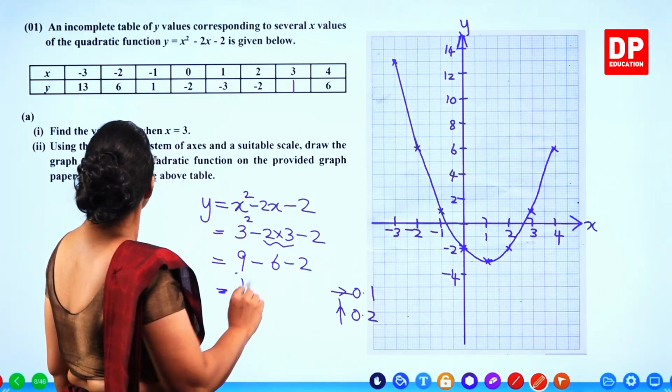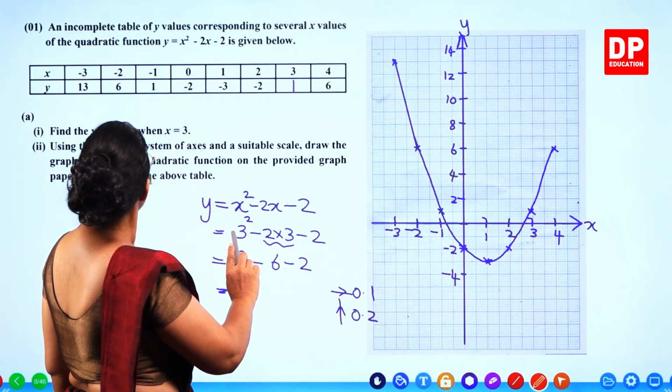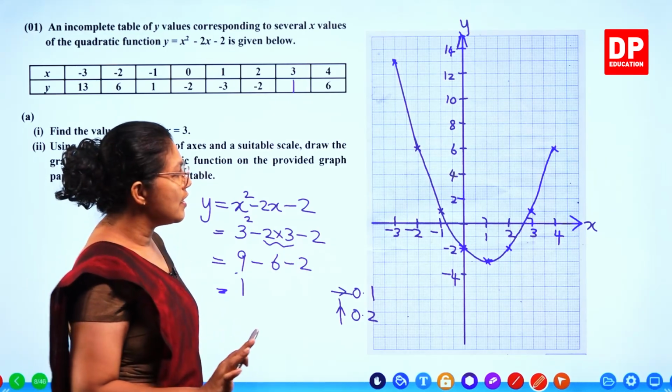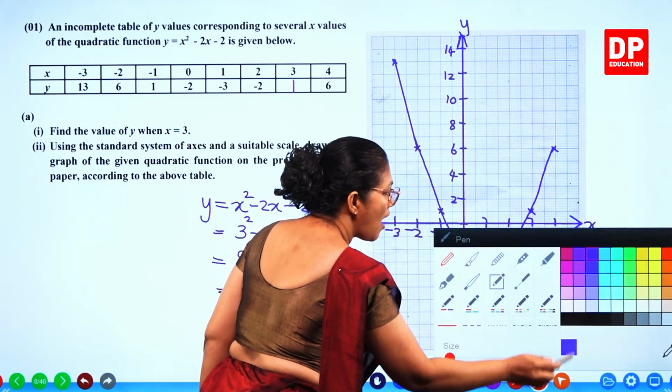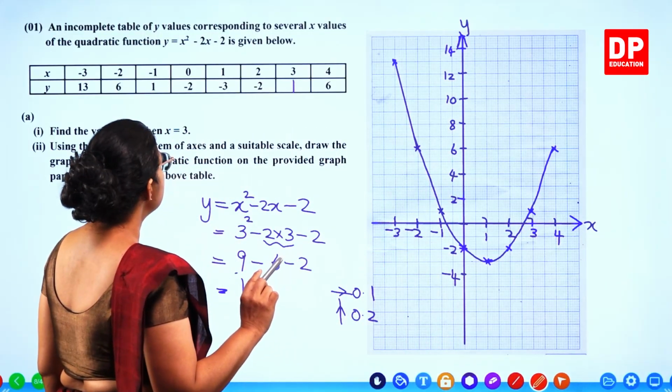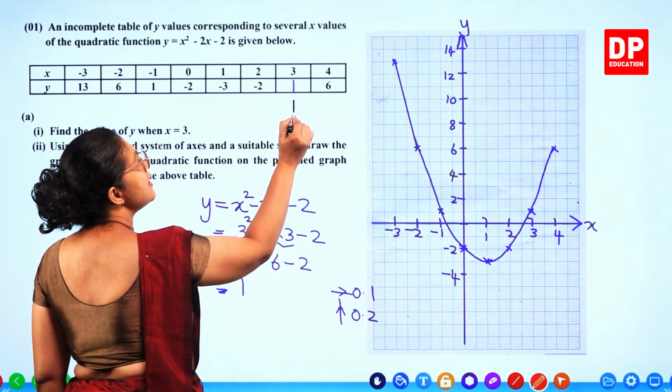So what's the next one? This one is just to sketch the graph. Now we'll give marks for these 2 parts. So normally you are getting 1 mark for finding this value.